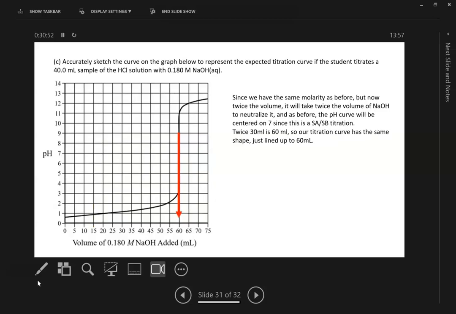Now here, we're going to do the same thing, but we're going to double the volume of HCl. We went from 20 to 40. Well, if I double the number of moles of HCl, I have to double the number of moles of NaOH. And if I use the same concentration, I have to double the volume. So my curve ends up on 60 milliliters for my equivalence volume.